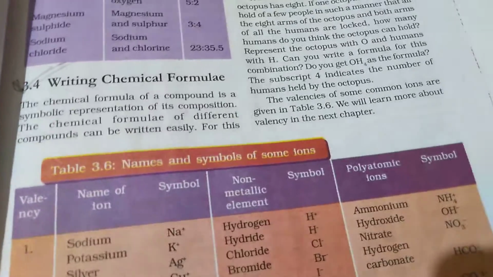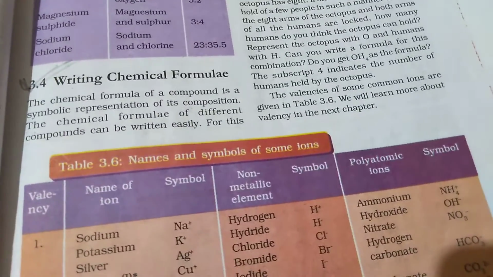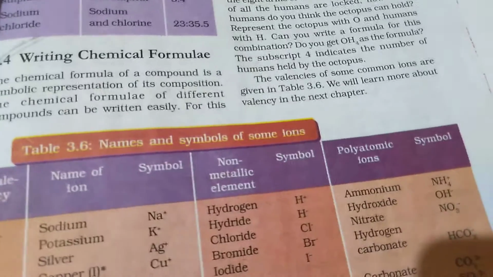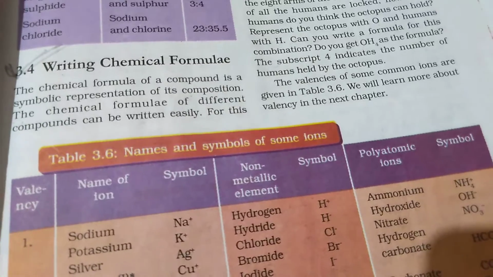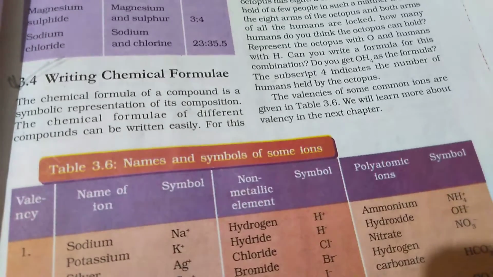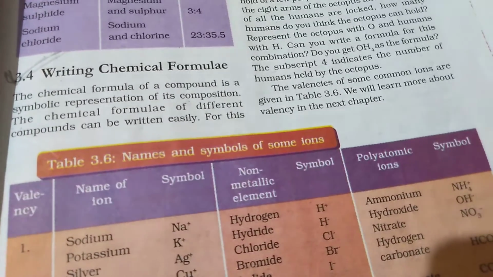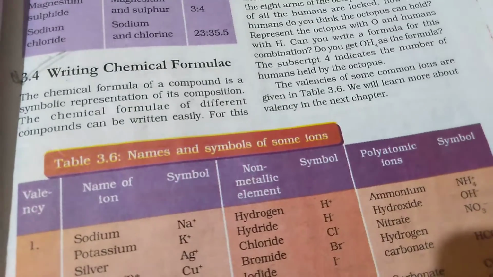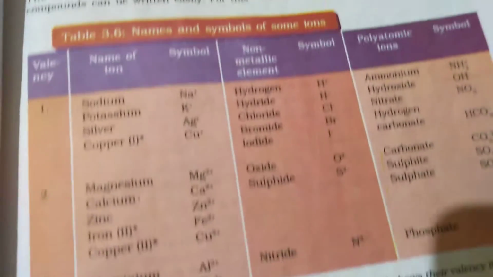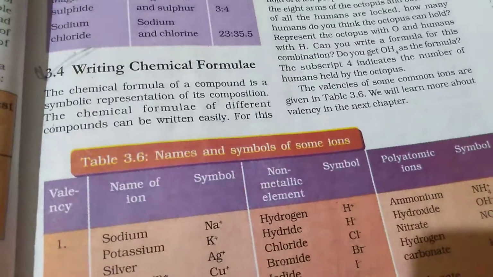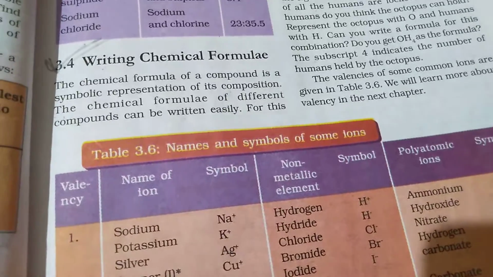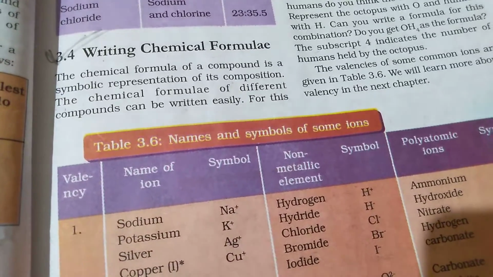Good morning, students. In the previous class, you learned about atoms, molecules, and Dalton's theory of atoms. In today's class, we will do activity 3.4, writing the chemical formulae, page number 37. Sections 3.1, 3.2, and 3.3 will be skipped in the new syllabus, so we directly take up writing the chemical formula.